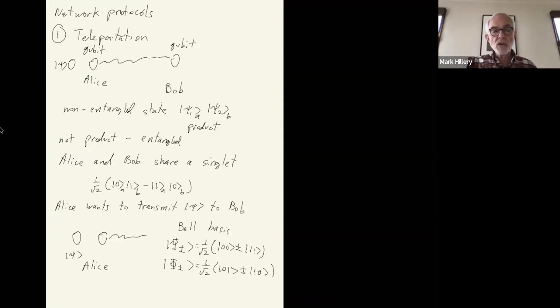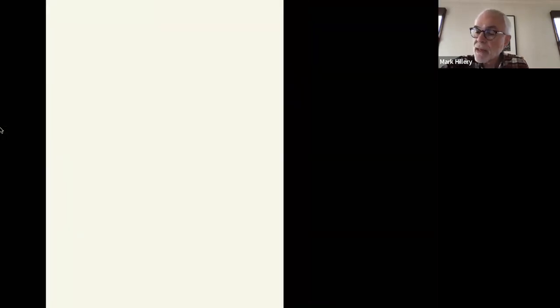So she measures her two qubits, in other words, these two guys, in that basis. And she's going to get some result. She will find that they are in one of the elements of that basis as a result of her measurement. And then what she does is, I'll write this down in just a second, she then tells Bob what measurement result she got. So let's see what happens. Okay, so Alice measures.